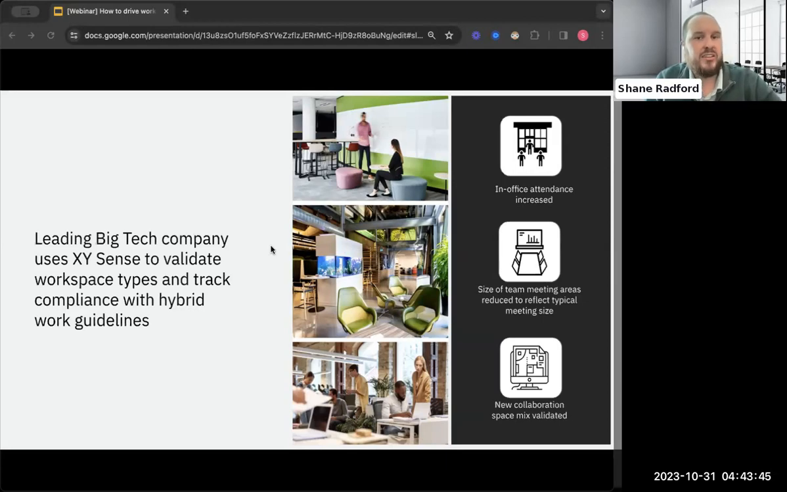They're also able to rationalize their meeting and collaboration space setups, reducing the size of some rooms to better reflect the number of people attending meetings, and adding additional small areas to eliminate shortages of available meeting space. The company also was able to learn which new collaboration space types were popular and which should not be expanded.